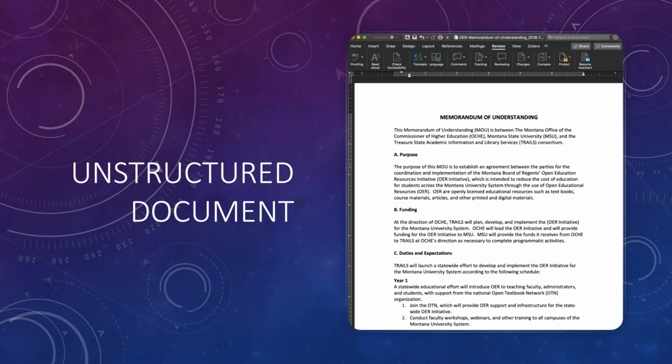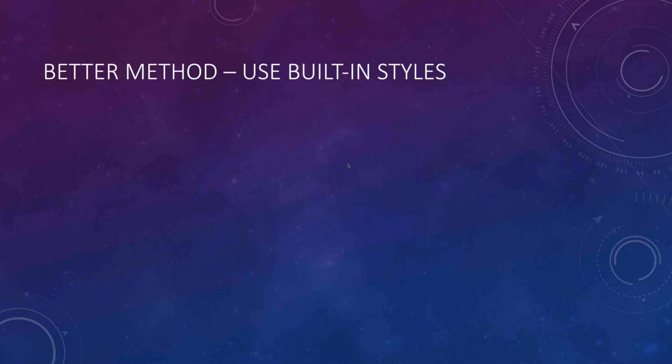The headers, like purpose and funding and duties and expectations, are not really headers. They're just bolded. The letters on the side are not formal lists. And then further down where you see year one, that's not a lower level header. Visually, it's just the same level. And then there's a formally unnumbered list down below.